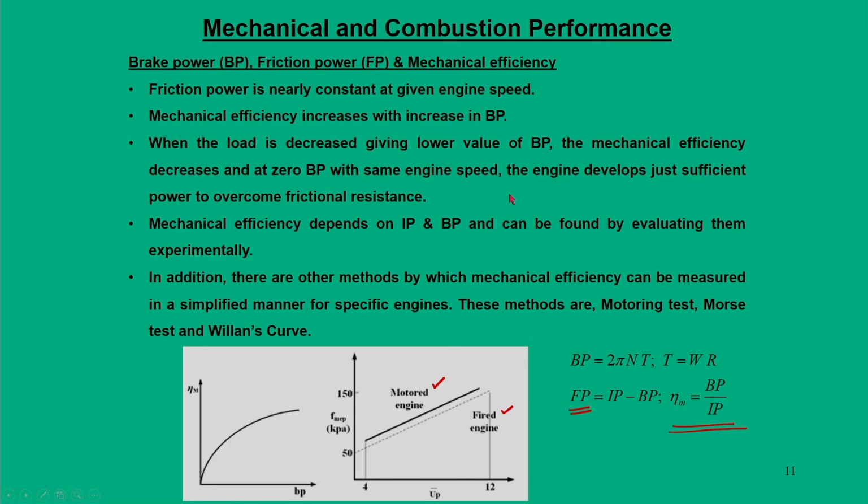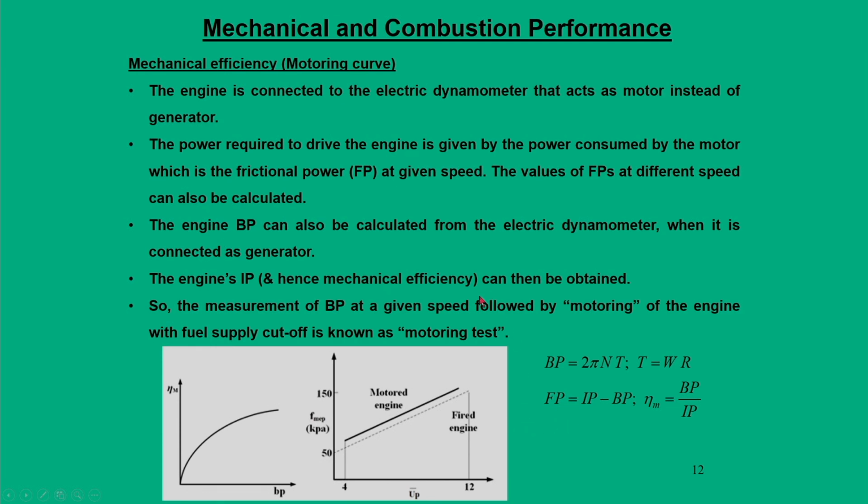To calculate all these things, there are some experimental methods which we call the motoring test, Morse test and Willans line. These are the typical standard methods by which we calculate brake power, friction power and indicated power in the laboratory. So, the first method we are going to discuss is the motoring test.